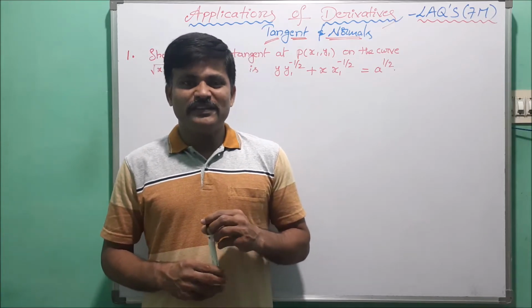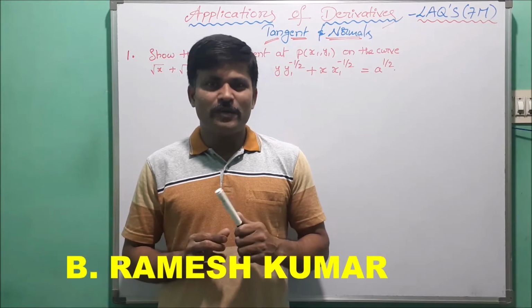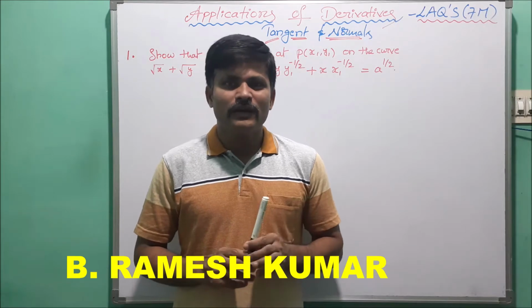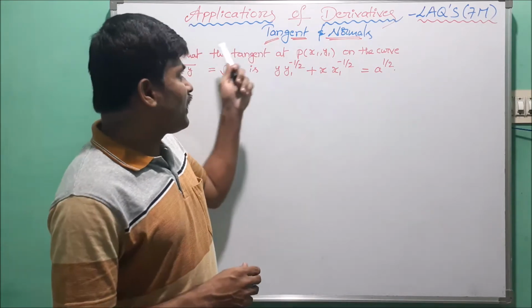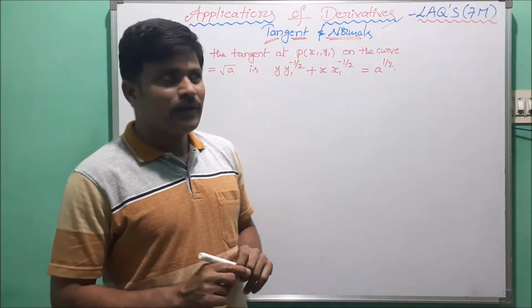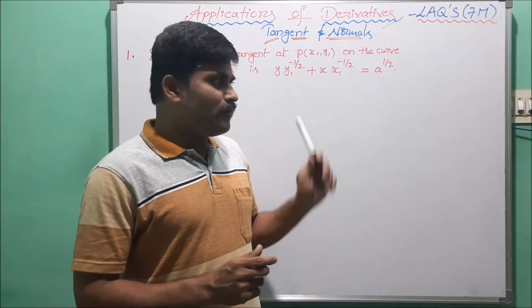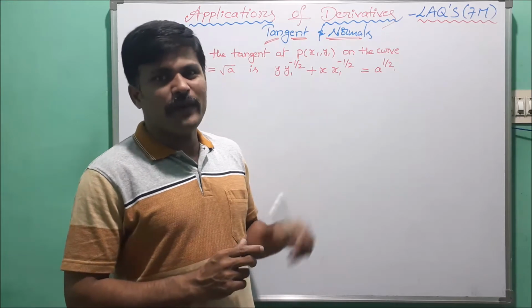Today we have to discuss the most important topic in Junior Intermediate Mathematics 1B paper. That is the last topic, applications of derivatives. From this topic, 26 marks come.